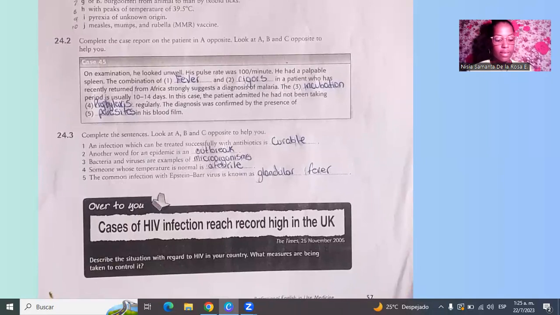24.3. Complete the sentences. 1. An infection that can be treated successfully with antibiotics is curable. 2. Another word for an epidemic is an outbreak. 3. Bacteria and viruses are examples of microorganisms. 4. Someone whose temperature is normal is afebrile. 5. The common infection with Epstein-Barr virus is known as glandular fever.